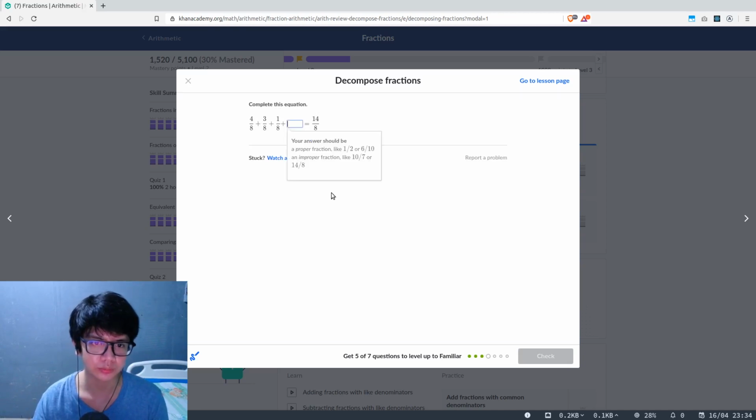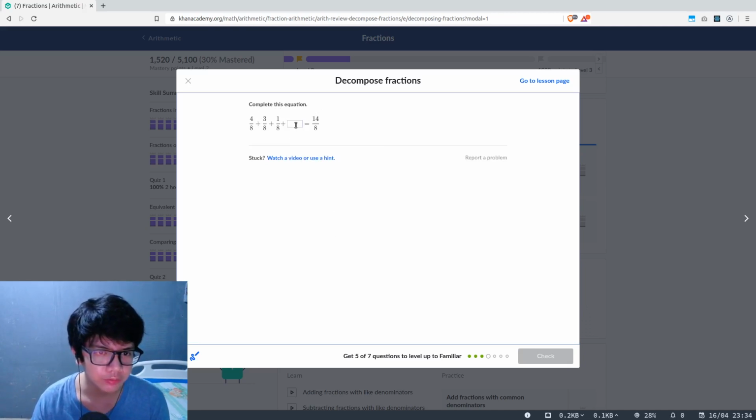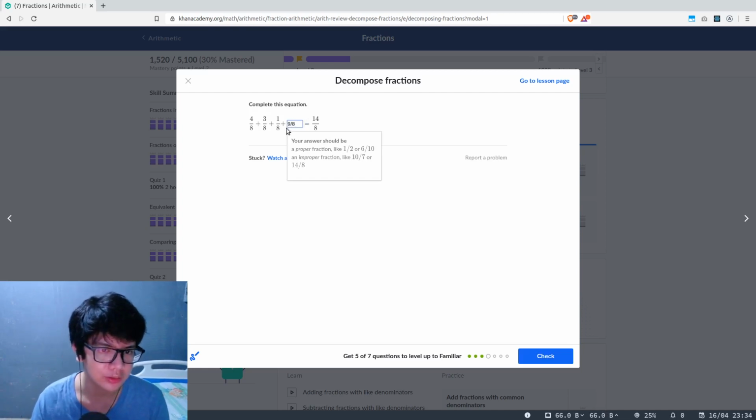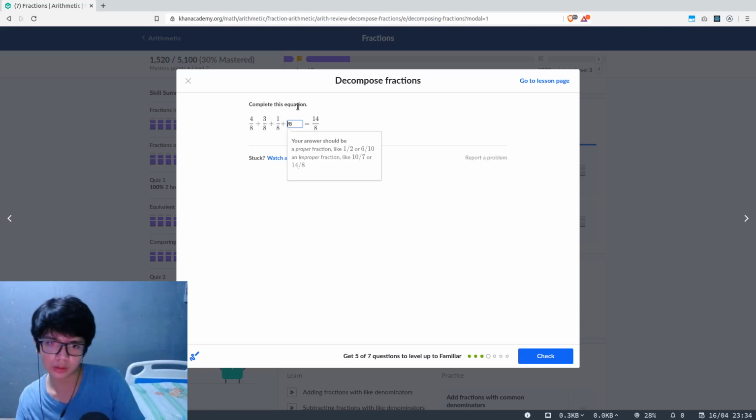Complete this equation. So 4 plus 5, that's 9 eighths, right? Okay, let's not make a mistake. 4 plus 9 is 13. It's going to be 10. Wait, what? I'm turning into an idiot. This is 4, 7, 8. And then 8. And 6, 10. Okay.